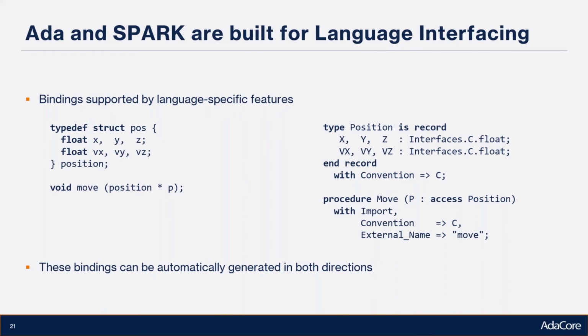We also provide automatic binding generators for both directions. If you have an Ada spec and you'd like to generate a C .h file, we can do that. If you have a C .h file and you'd like to generate an Ada spec, you could do that as well.